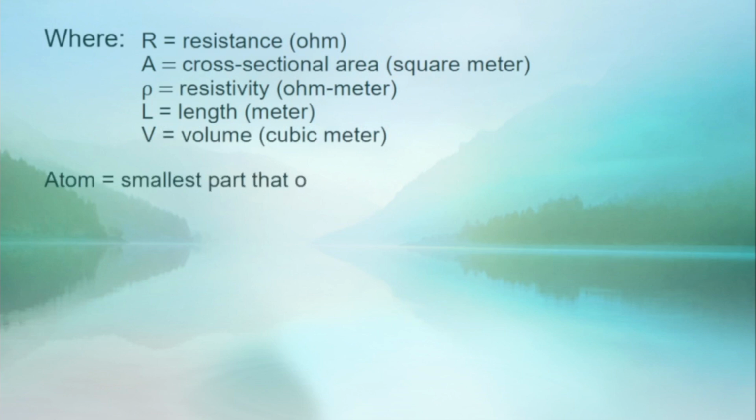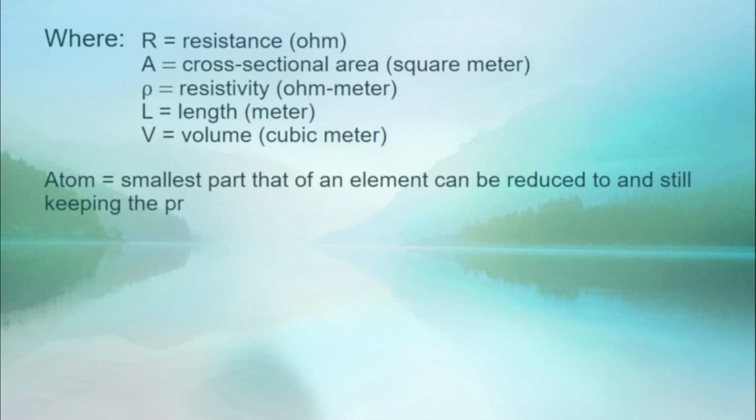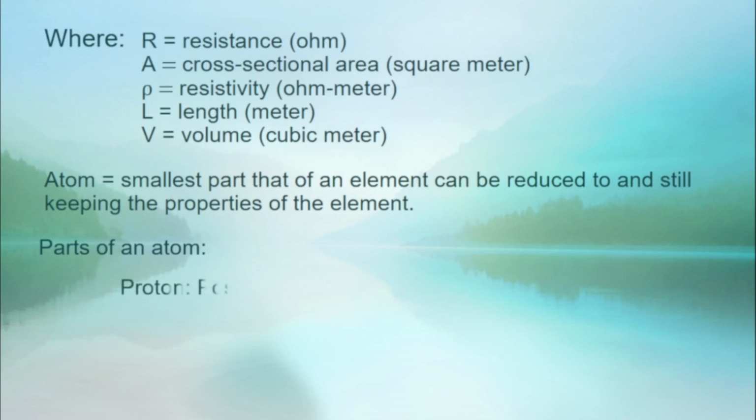Atom is the smallest part that an element can be reduced to and still keep the properties of the element. Parts of an atom. Proton, positively charged, is equal to 1.672 times 10 to negative 27 kilograms.